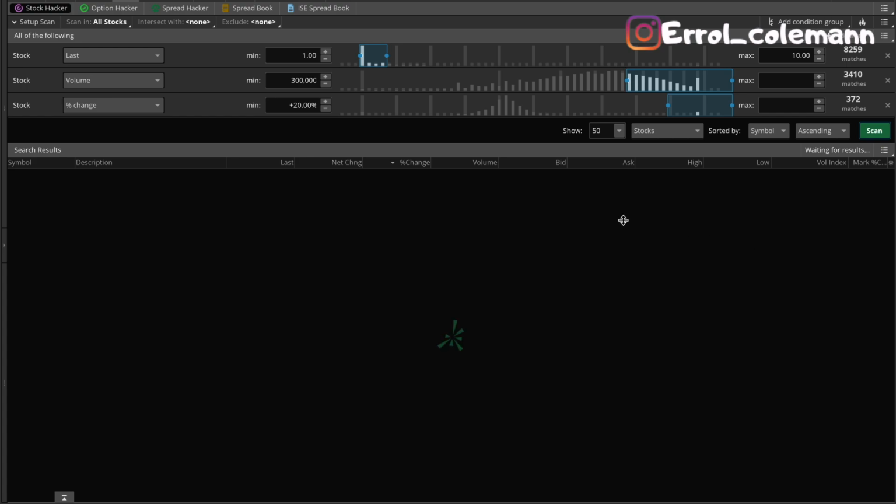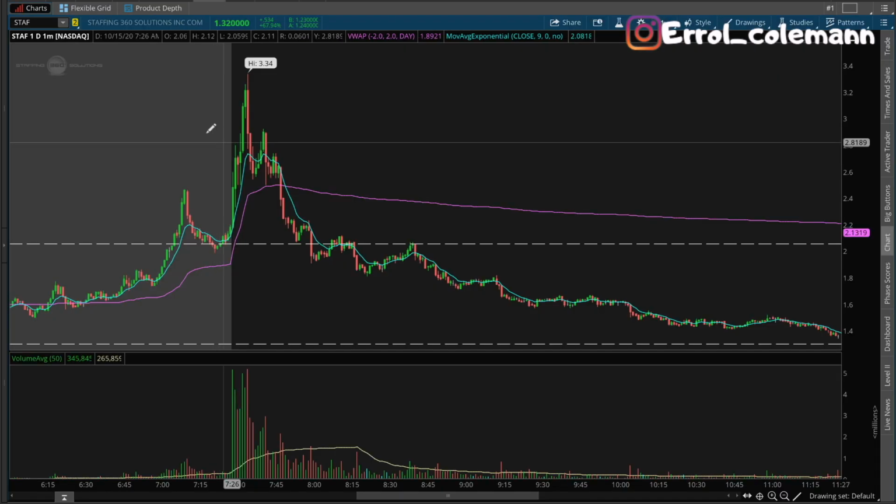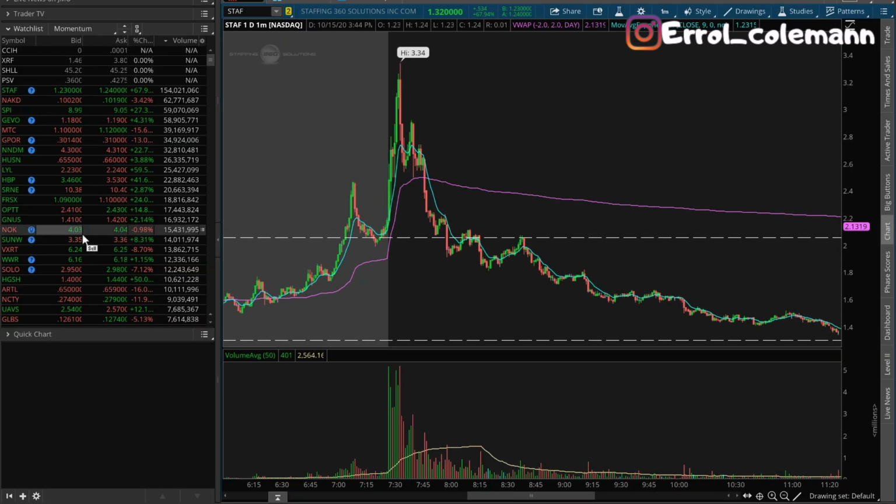They have so many different options. But just play around with it. Find the stocks that fit your criteria, type them in, and find ones that you like and put them in your watch list. So now I like STAF, I can put it in my watch list.